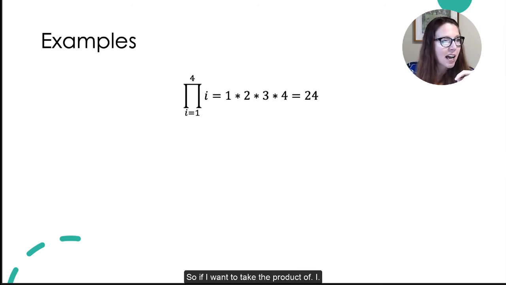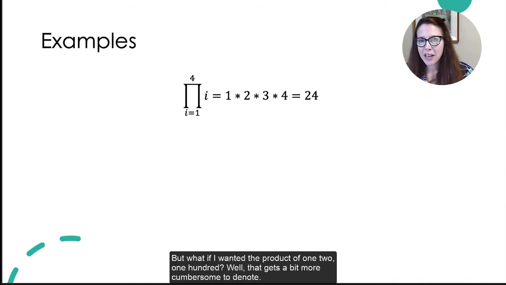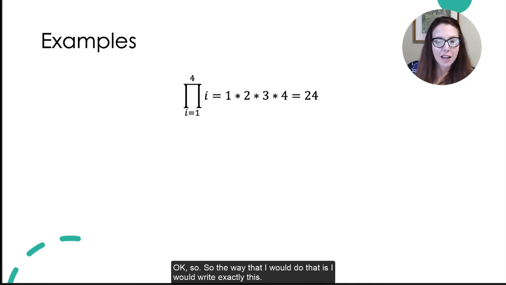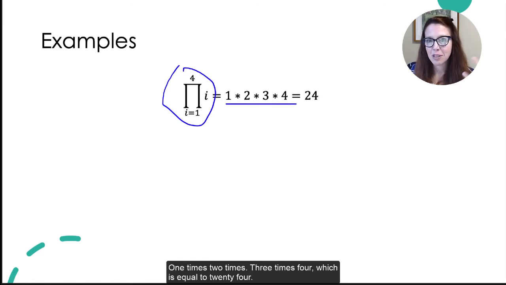So if I want to take the product of i, where i runs from 1 to 4, I want the product of 1 times 2 times 3 times 4. That I can write out, but what if I wanted the product of 1 to 100? Well, that gets a bit more cumbersome to denote. So the way that I would do that is I would write exactly this. And this is the same as having written out by hand 1 times 2 times 3 times 4, which is equal to 24.